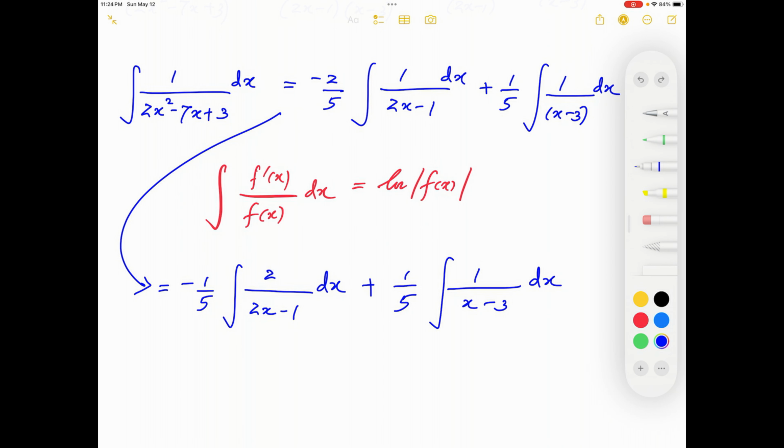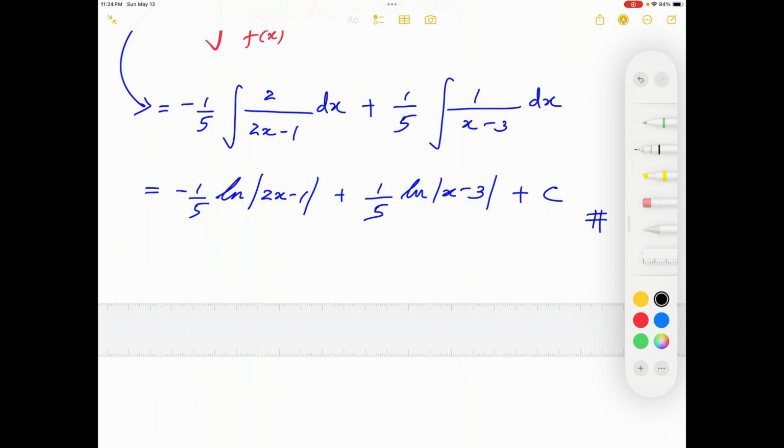So let's go ahead and evaluate this complete integration. The first term is negative 1/5, and that should be natural logarithm of the denominator. Natural logarithm, the denominator is 2x minus 1. And the other one is 1/5 natural logarithm, the denominator, which is x minus 3. Remember to write them inside the absolute signs. This is an indefinite integral, therefore to complete this answer, we will need to add an arbitrary constant plus c. Alright, we are done with that example.